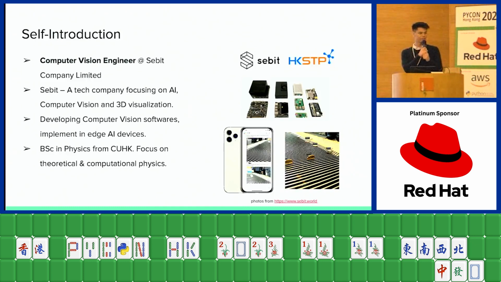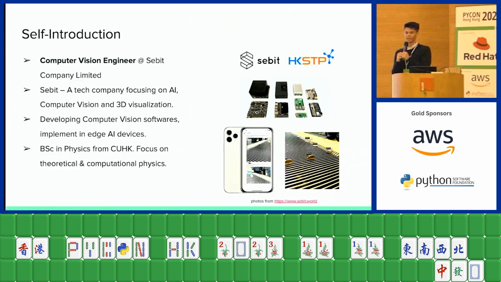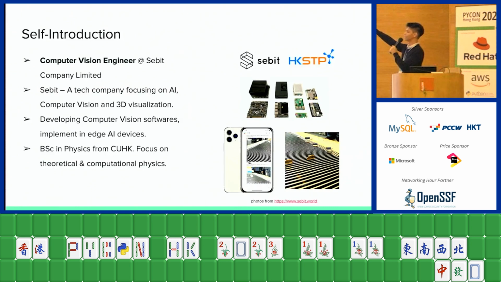I am a computer vision engineer in Sabbath Company Limited. Sabbath is a startup company in Hong Kong Science Park, and we are focusing on AI, computer vision, and 3D visualization. My day-to-day work includes, but is not limited to, developing computer vision solutions and implementing them in Edge AI devices. Edge AI devices are shown on the right-hand side. These are NVIDIA's Jetson series, specialized for doing AI inferencing.